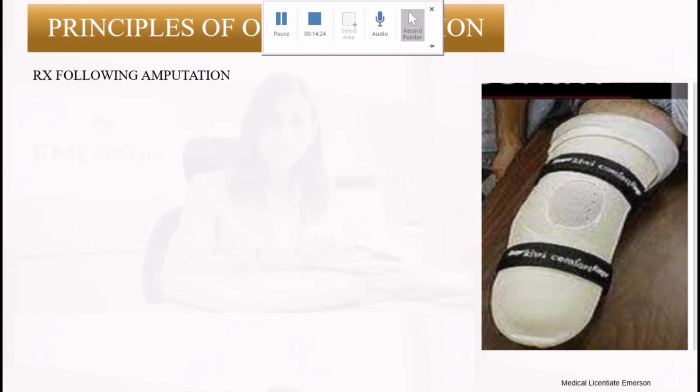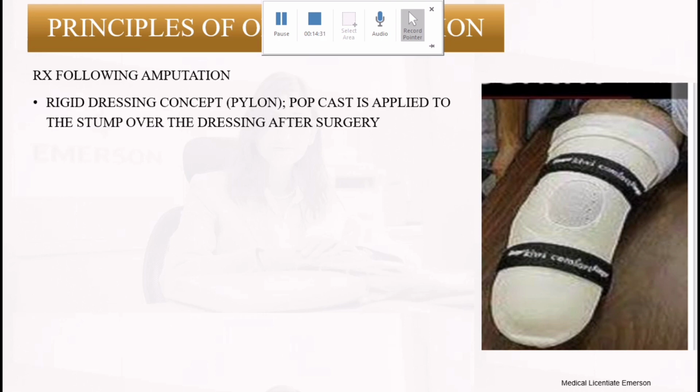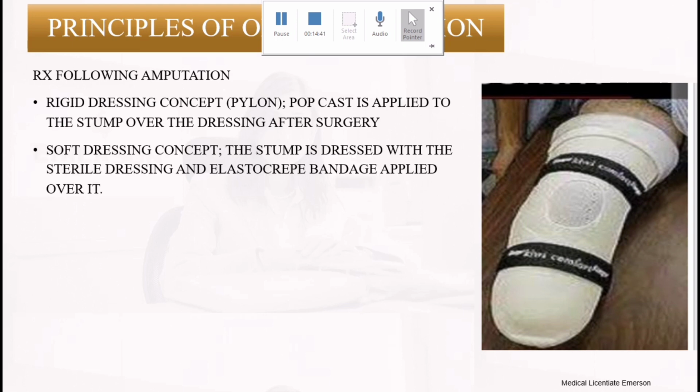Then principles of open amputation. So treatment following amputation: after you do an open amputation, you can use a rigid dressing concept, where you use the pylon, or where the POP cast is applied to the stump over the dressing after surgery. Then you can also do a soft dressing concept, where the stump is dressed with a sterile dressing and an elastomer bandage is applied over it.